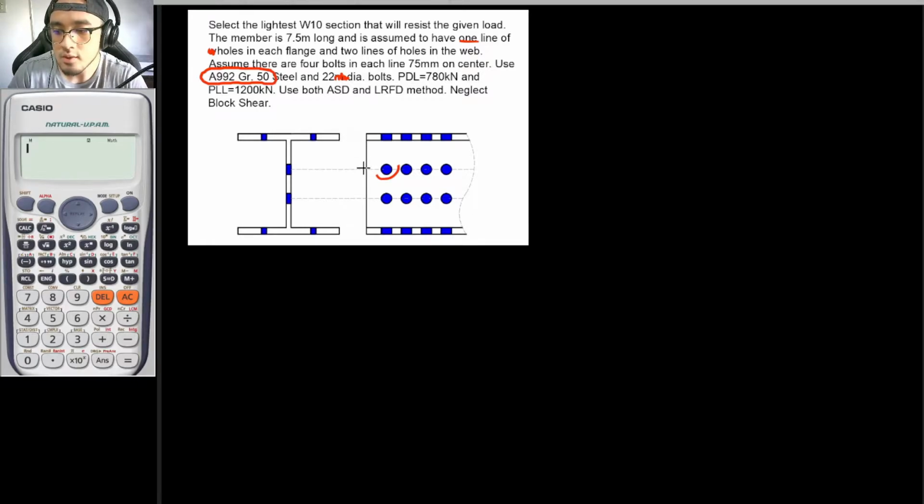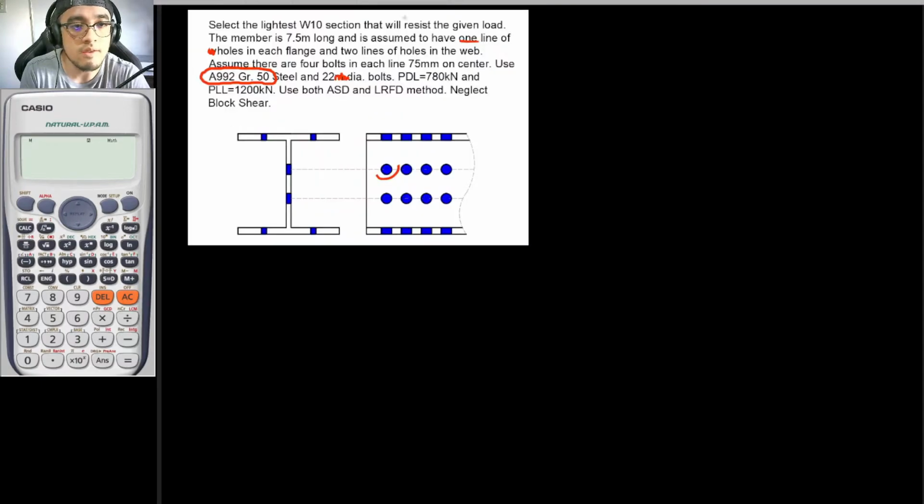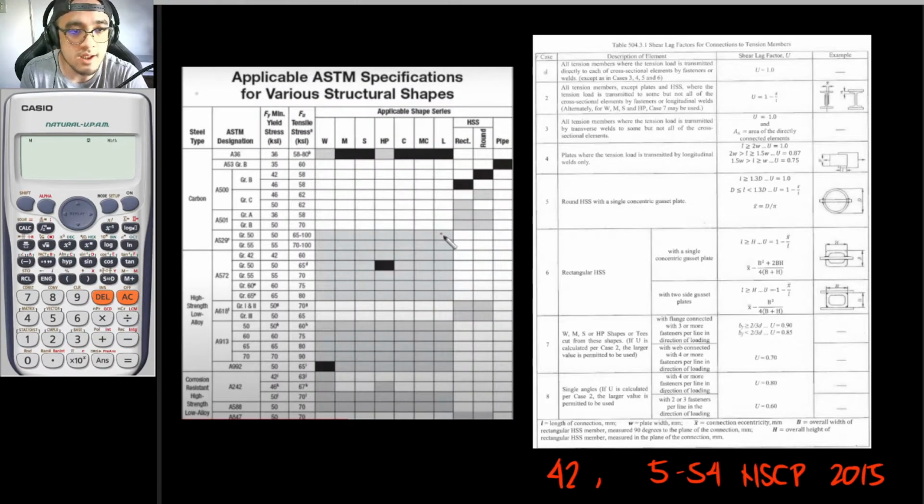Once again, guys, the first thing that we would be doing from this slide is for us to list the parameters involved. From that, our Fy, writing them at the upper right corner of our screen, is to be equal to, once again, we are to use A992 grade 50 steel. Going back to this slide, this one right here is to be for A992 grade 50 steel. Meaning that our Fy is to be equal to 50 KSI and our Fu is to be 65 KSI.